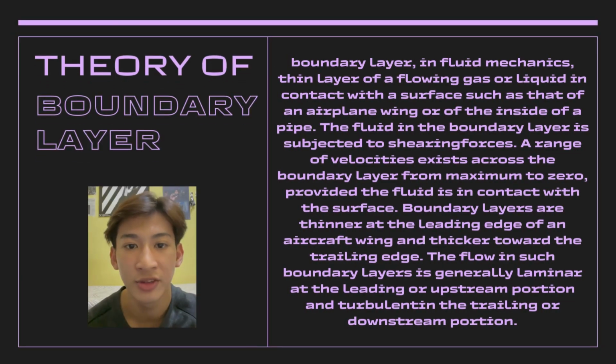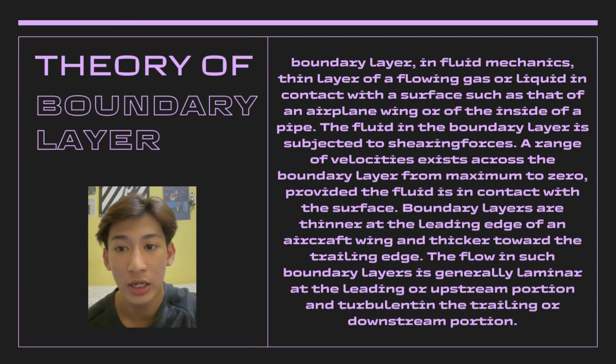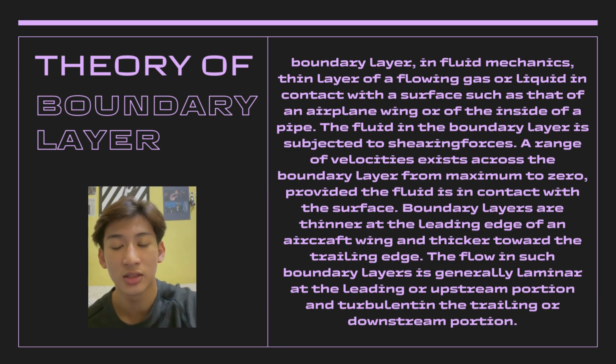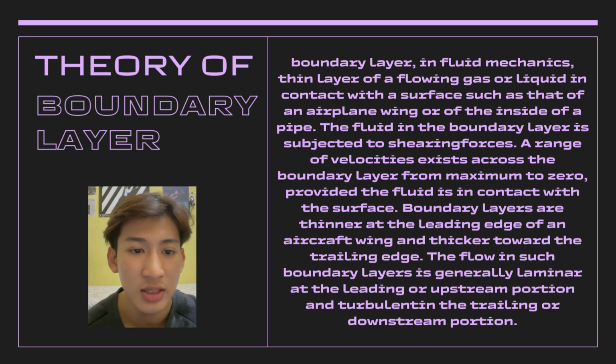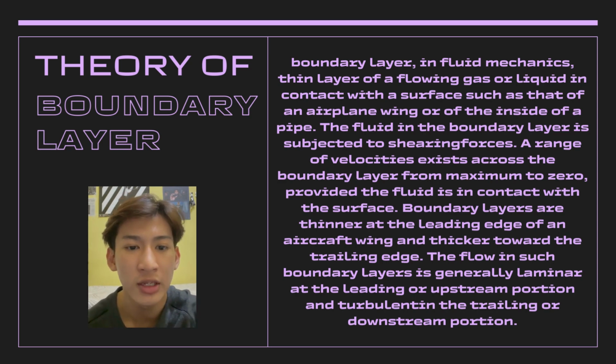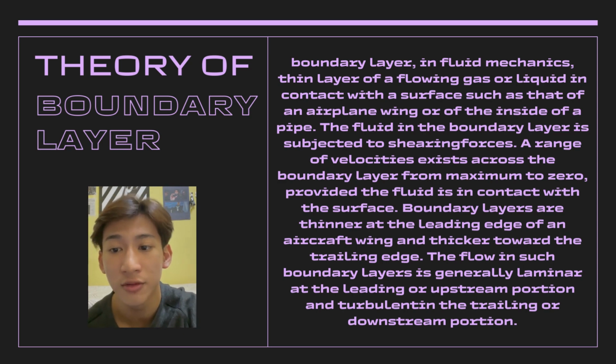As we know, a boundary layer in fluid mechanics is a thin layer of a flowing gas or liquid in contact with a surface, such as that of an airplane wing or the inside of a pipe. The fluid in the boundary layer is subjected to shearing forces. A range of velocities exists across the boundary layer, from a maximum to 0. Provided the fluid is in contact with the surface, boundary layers are thinner at the leading edge of an aircraft wing and thicker toward the trailing edge.